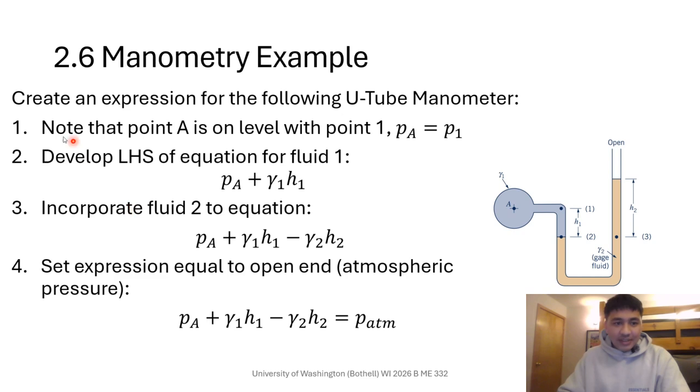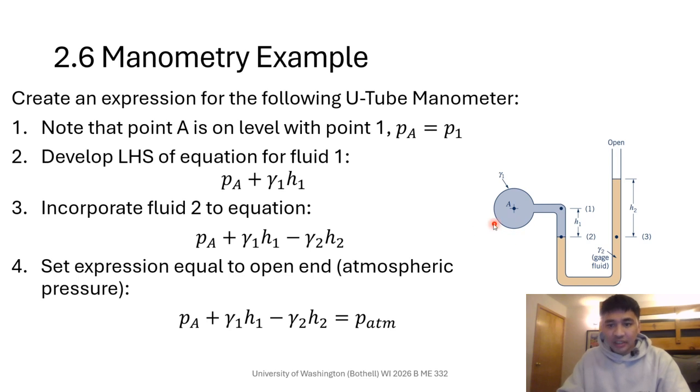Okay, let's jump right into it. Let's create an expression for the U-tube manometer that we were looking at. We're going to start from the left here, from this point A. You can see this point A is on the same level as this point 1. So we can say that these pressures are the same because it's the same fluid and same height. So we're just going to call it PA. And we're going to develop the left-hand side of our equation for fluid 1, which is here.